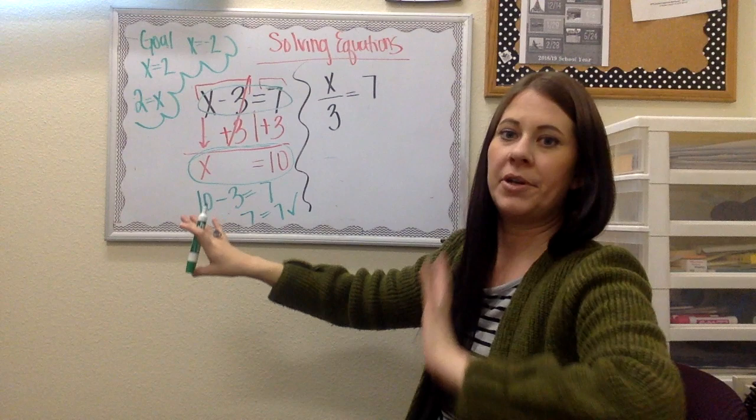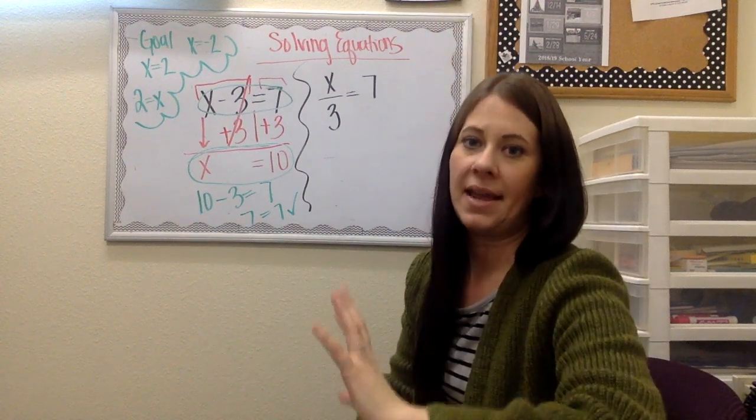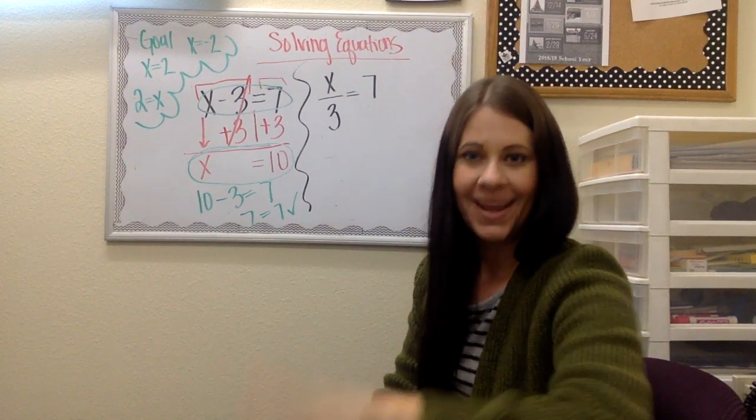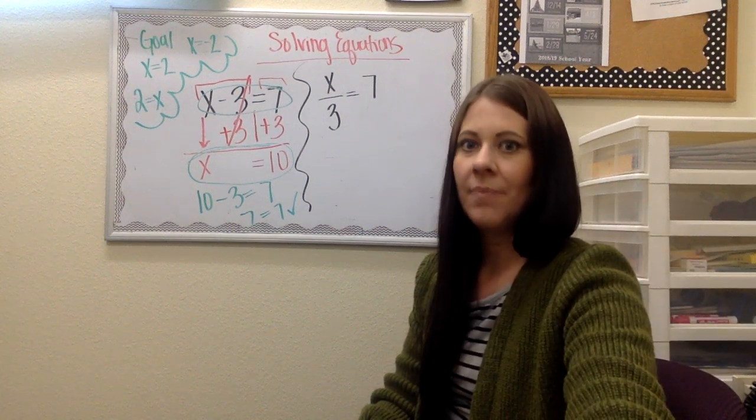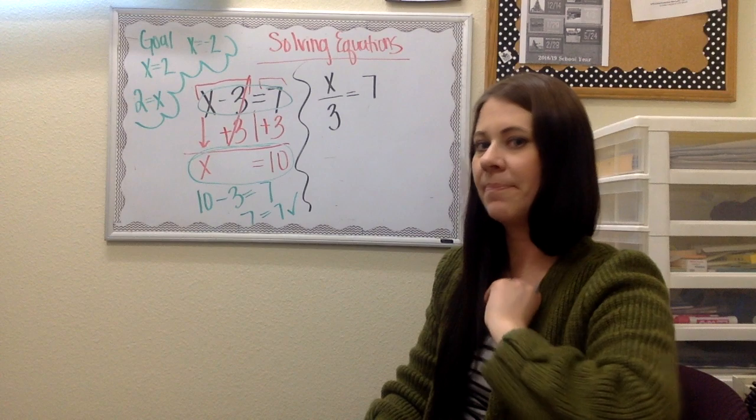If it's a negative 3, we're going to do plus 3. If it's a plus 3, we're going to do negative 3 to both sides. Remember, negative and minus mean the same thing. Okay? It's the same thing. So you'll hear me say it both ways sometimes.